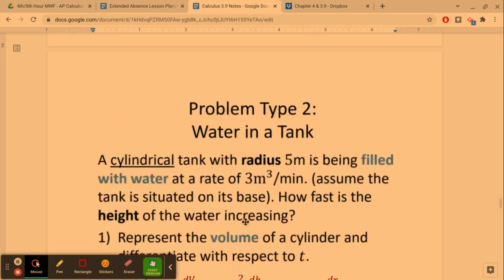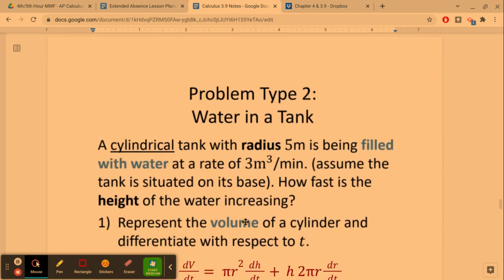Next problem type. All right, I warned you about these. So we have problem type number 2. We got the water in the tank. A cylindrical tank. That's a tank shaped like a cylinder, of course. A cylindrical tank with radius 5 meters is being filled with water at a rate of 3 meters cubed per minute. We're going to assume the tank is situated on its base.